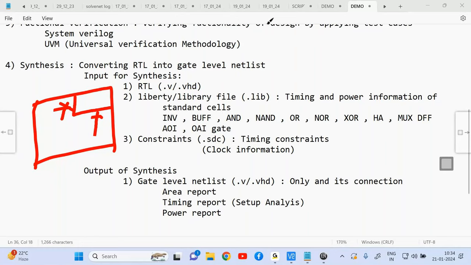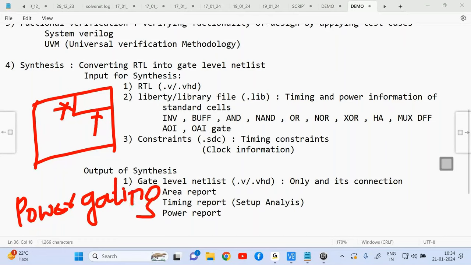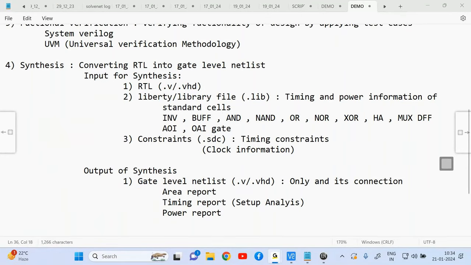Power gating method. Like that, we have different power reduction techniques: power gating design, multi-voltage design, and clock gating design. All these designs can reduce the power in a VLSI chip. So if power is more, we have to implement all these designs and reduce the power.